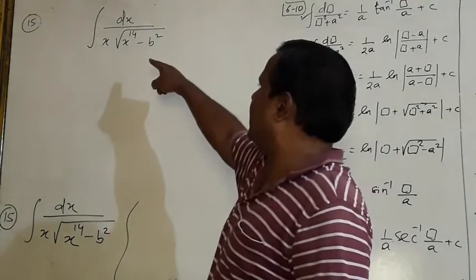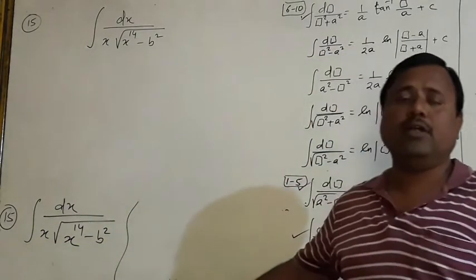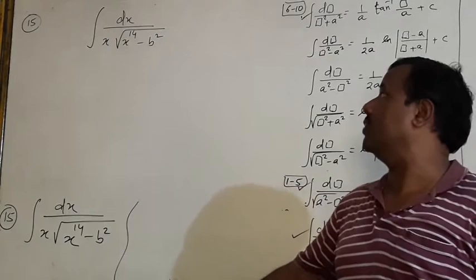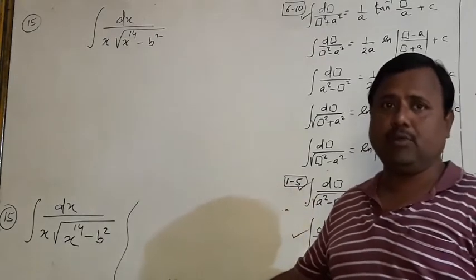And it is dx by x into x to the power 14 minus b square, whole root over. Okay, I am doing this problem.